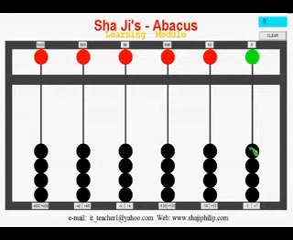These pebbles are called beams. These four black ones at the lower part are called earth beams, and the top ones, the red ones as well as the first green one, are all called heaven beams. We have earth beams as well as heaven beams. Now it's in a reset position, or the value of the abacus is 0.